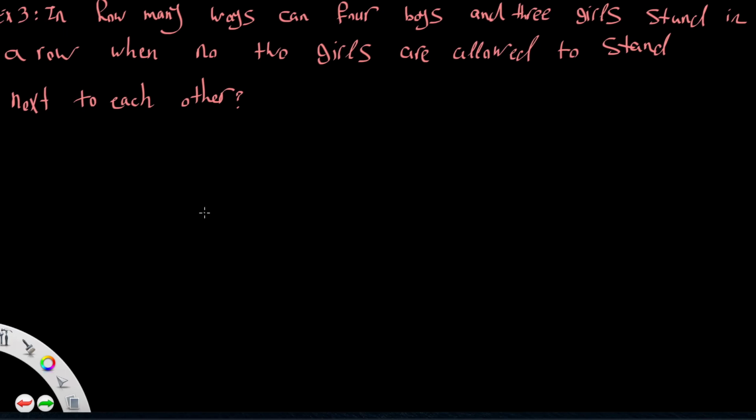Example number 3, which is really common in Cambridge examinations. In how many ways can 4 boys and 3 girls stand in a row when no 2 girls are allowed to stand next to each other? Now we have 4 boys. I label them B1, B2, B3, and B4. So we know that you have 4 boys. These 4 in 4 factorial ways can make permutations. They can change their places in 4 factorial ways.